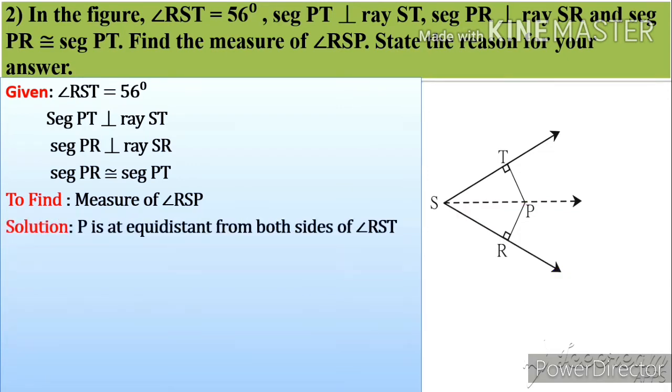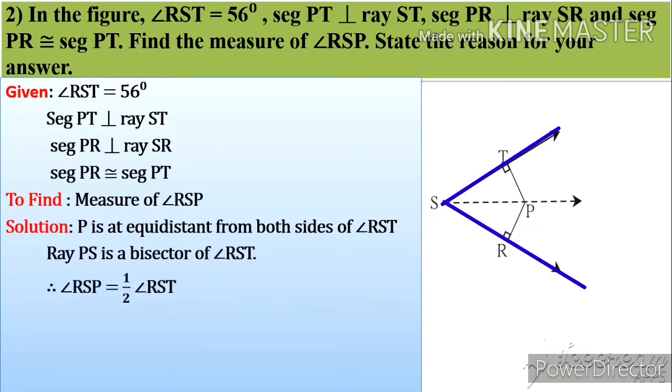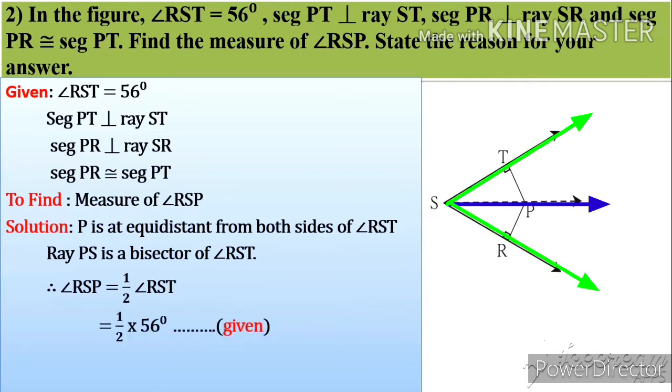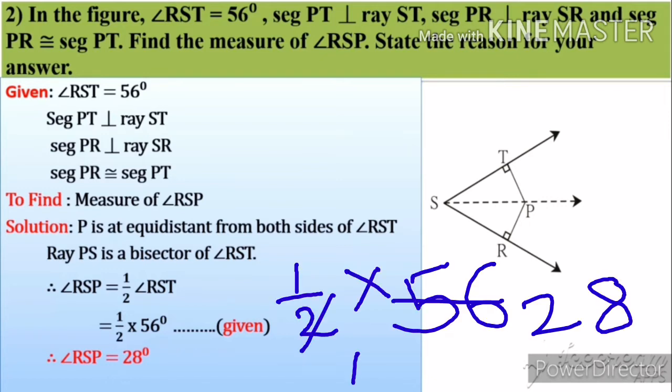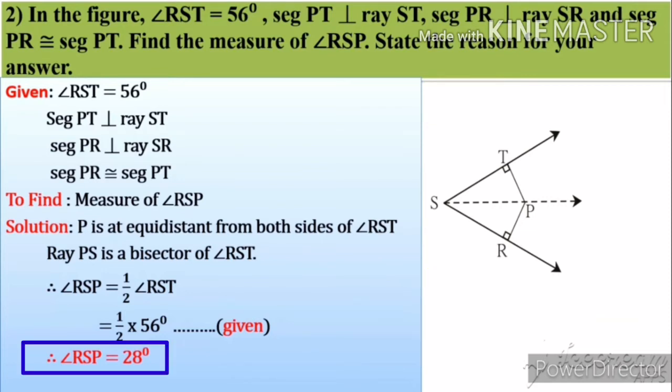Solution: P is at equal distance from both the sides of angle RST. So ray PS is a bisector of angle RST. Therefore, angle RSP is equal to half of angle RST. Substitute the value of angle RST, 56 degrees. Divide by 2, we get the value 28 degrees. Therefore, the measure of angle RSP is 28 degrees.